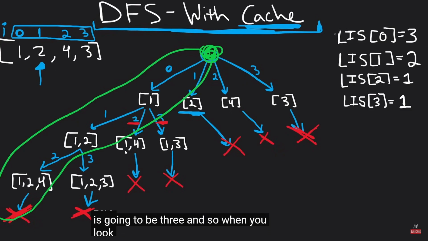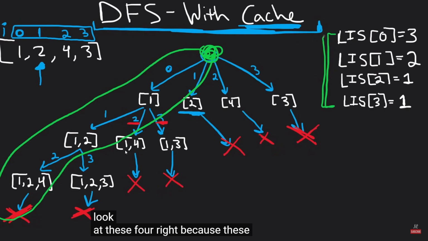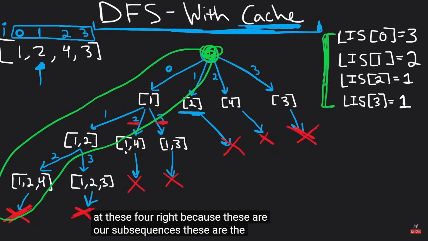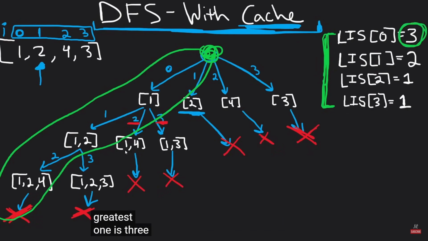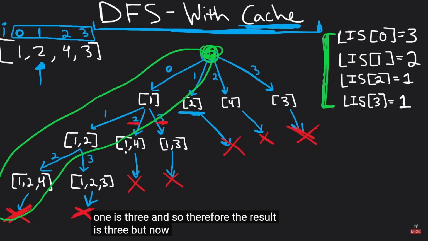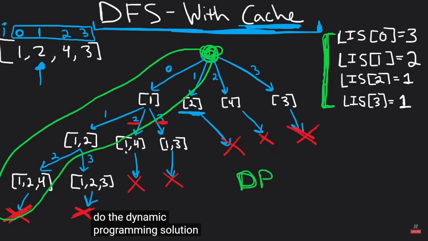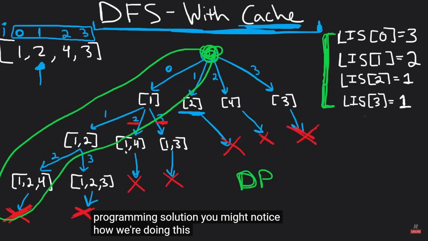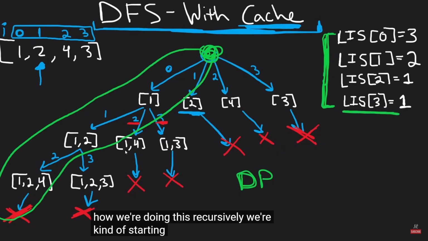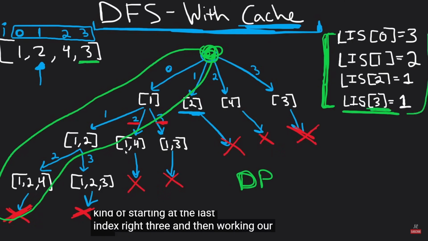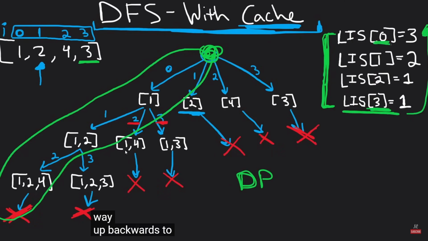And so when you look at these 4, right, because these are our subsequences. These are the longest subsequences starting at each index. The greatest one is 3. And so therefore the result is 3. But now if you actually want to do the dynamic programming solution, you might notice how we're doing this recursively. We're kind of starting at the last index, right, 3, and then working our way up backwards to 0, so then going back here.